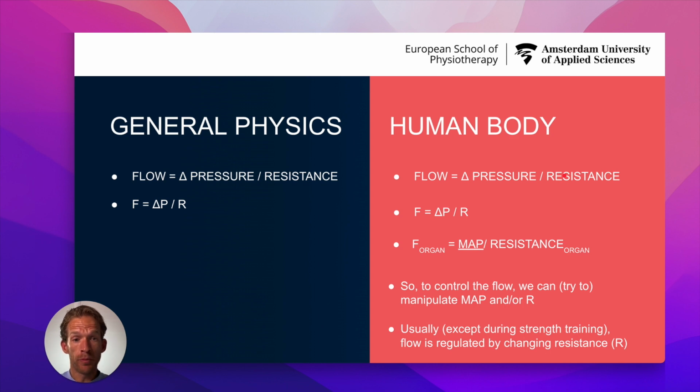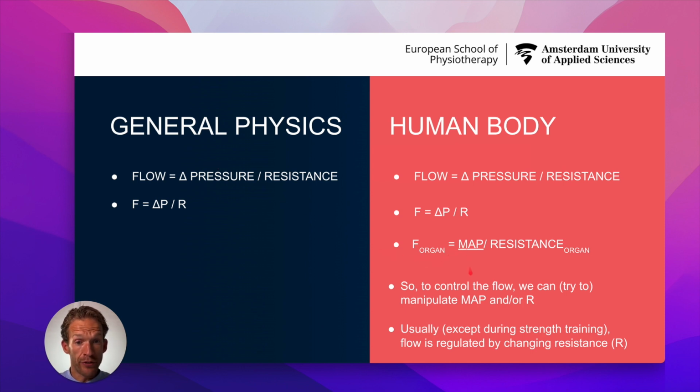And this is where in the human body you see how general physics compares to human body values. The flow through a system of tubes depends on the pressure difference divided by the resistance. So if you can reduce the resistance, the flow will go up, or if you can increase the pressure difference, the flow will go up as well.